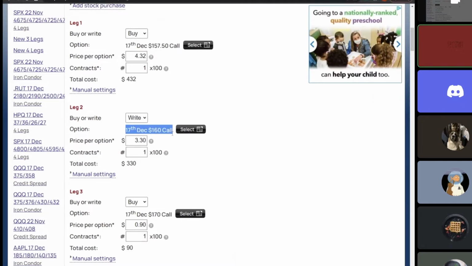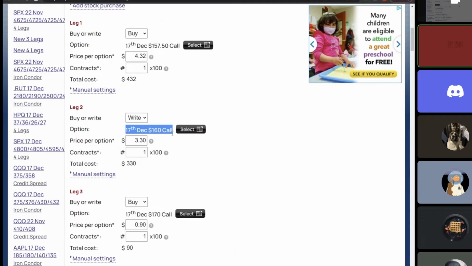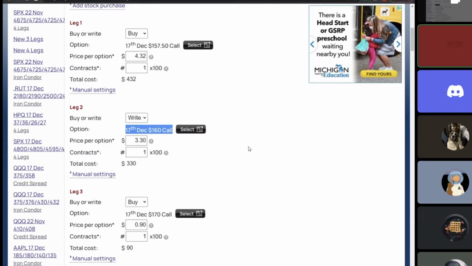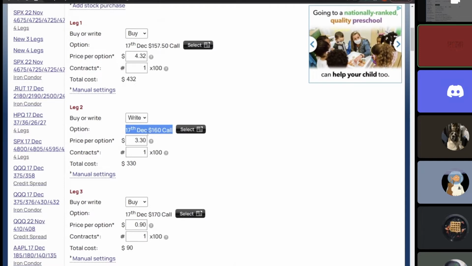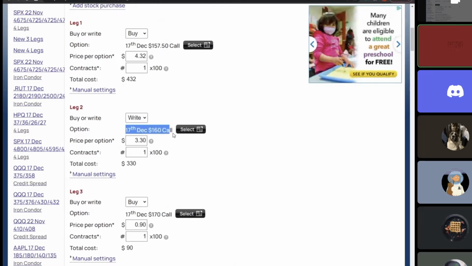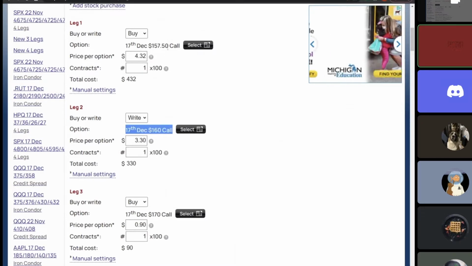A lot of people look at this and say, oh, you're selling it, you're naked, you're open. No, and your broker probably will not let you sell naked options, so you shouldn't worry about that unless you're on Robinhood. Robinhood probably will let you do it because they don't care. So I'm protected on selling this 160 call if it does break. This is going to be my stop loss right here.